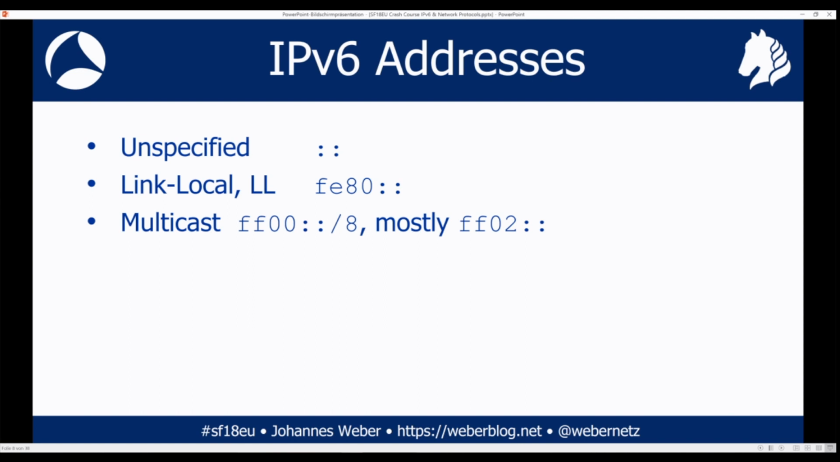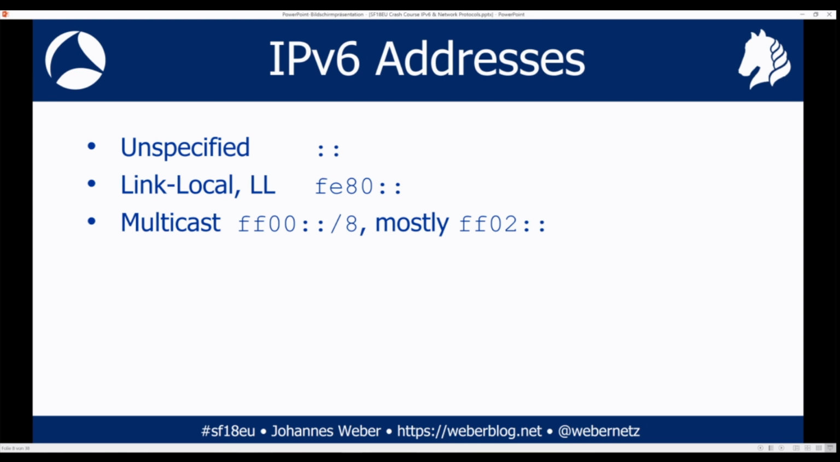Some more addresses. The unspecified address, which is 0.0.0.0 in IPv4, completely abbreviated for IPv6 is simply ::. So when you see this address, it doesn't even look like an address because you don't have one hexadecimal value at all. This is a completely valid IPv6 address. It's simply the unspecified address.